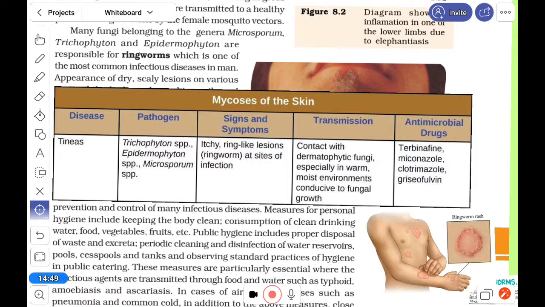So very soon we will move to the next part, which is immunity. Okay, thank you.